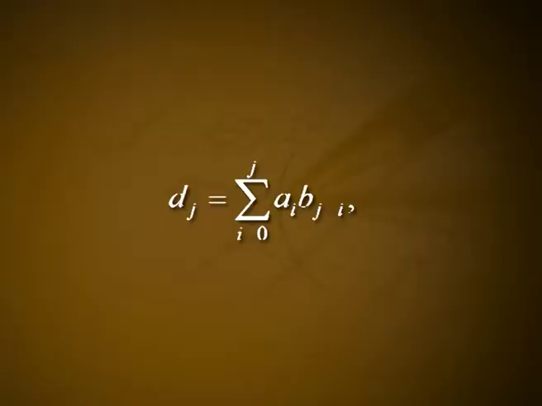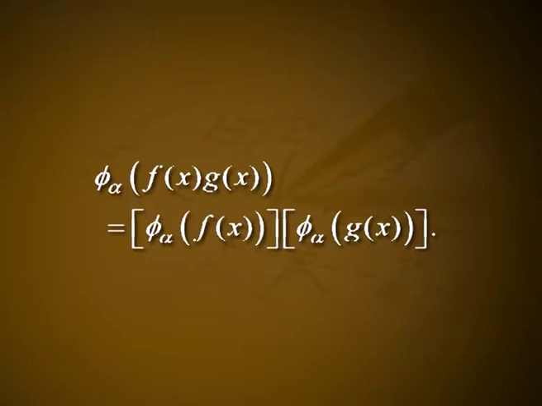Since by the definition of polynomial multiplication we have dj = the sum over i = 0 to j of ai b(j−i), we see that φα(f(x)g(x)) = φα(f(x))φα(g(x)). Thus φα is a homomorphism.